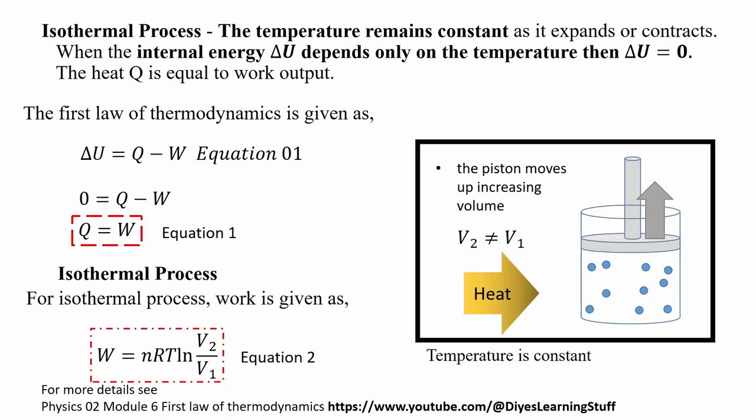zero. Here the heat Q is equal to the work output as shown in equation 1 of the first law of thermodynamics. The work for an isothermal process is equal to the number of moles times the gas constant R times the temperature times the natural logarithm of the ratio of the volumes as shown in equation 2. So, we can say that since the internal energy change will be zero for the isothermal process, then it is constant.